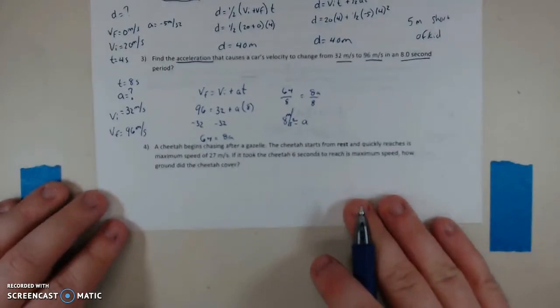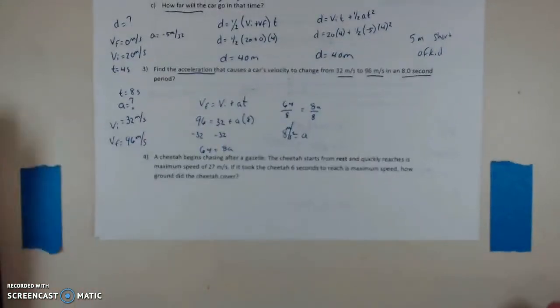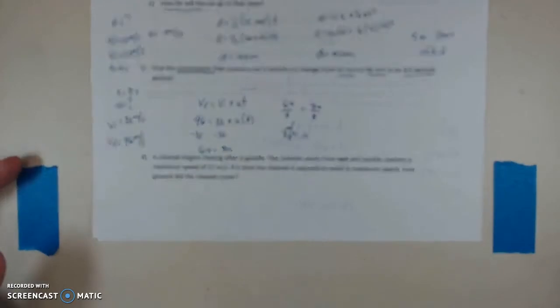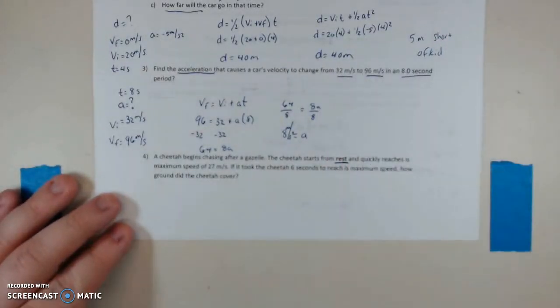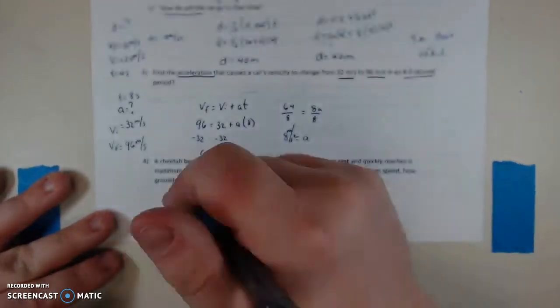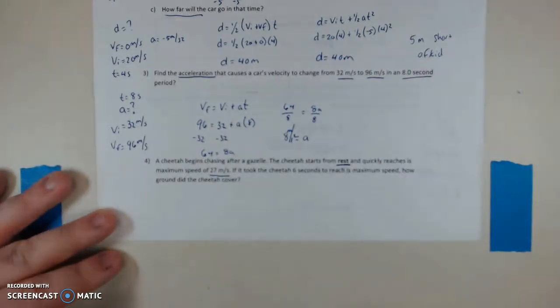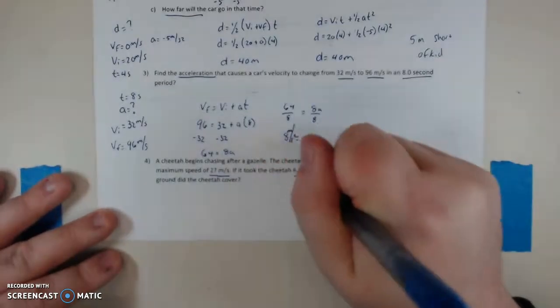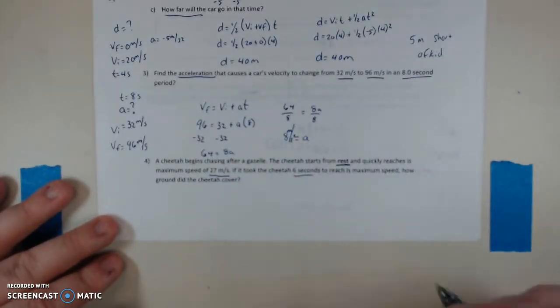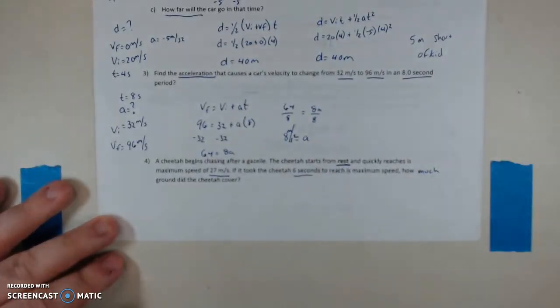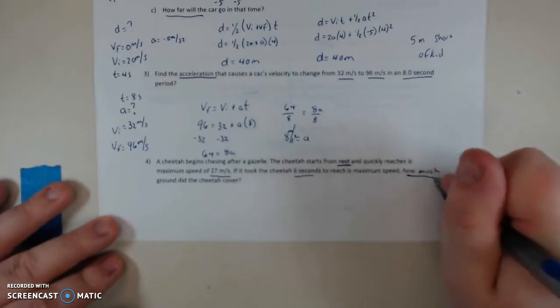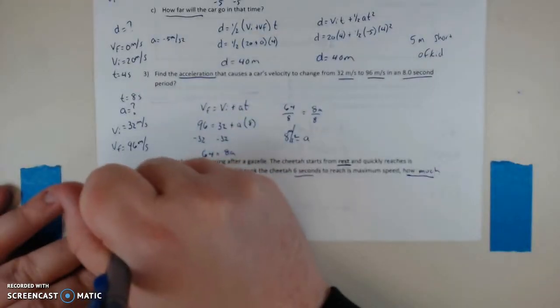My final question: we have a cheetah who is chasing after a gazelle. The cheetah starts from rest, that's underlined and bolded, so that's probably important, and quickly reaches a maximum speed of 22 meters per second. If it took the cheetah 6 seconds to reach its maximum speed, how much, there's a typo here, how much ground did the cheetah cover? How much ground is another way of asking how far did the cheetah run?